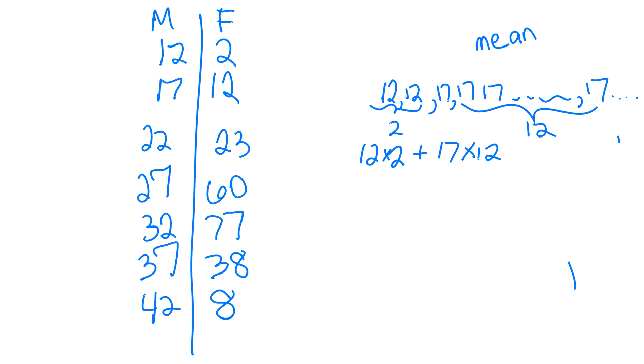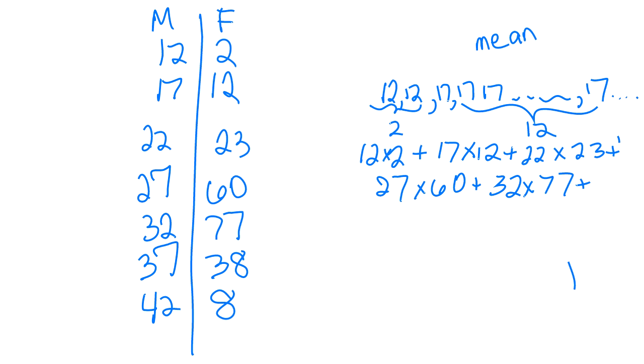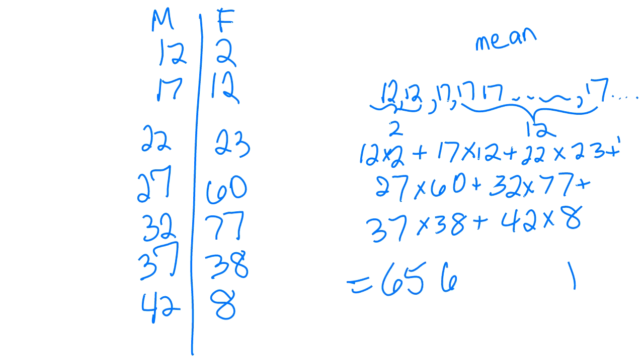Right, that makes sense. Okay, so then 22 times 23 plus 27 times 60 plus 32 times 77 plus 37 times 38. I might have picked too big of an example, but you get the idea. Yeah, I definitely do. When you do that, and I have a calculator here, you have 6560, and then the mean or the average is just dividing by how many students. So you have 220 as your total.